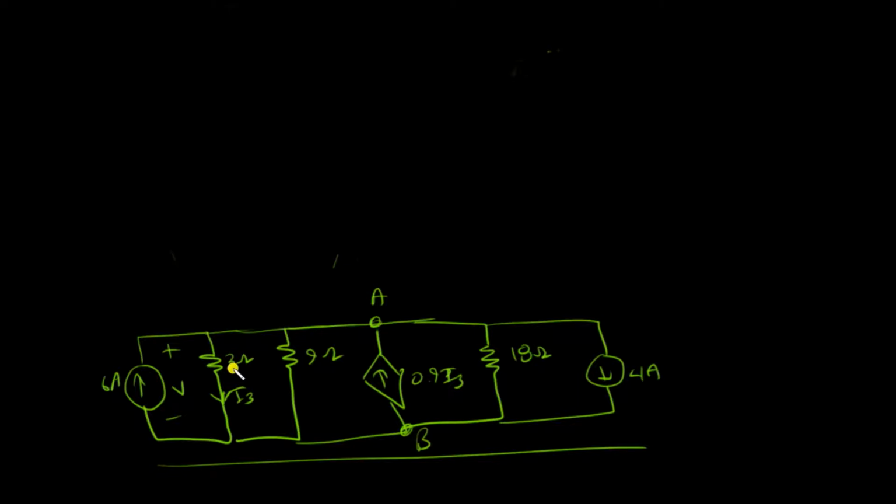For example, I wouldn't combine this 3 ohm resistance with this 9 ohm because there's this I3 involved, which is through the 3 ohm resistance. But I can combine this 9 ohm resistance with this 18 ohm resistance because they're in parallel. And I can combine this 4 amp current source with this 6 amp current source. So let's draw our new circuit. One thing to keep in mind is that we cannot combine the dependent current source with this independent current source, because they are entirely different circuit elements. Dependent sources should never be combined with other dependent or independent sources, because their values depend on other elements and they are completely different.